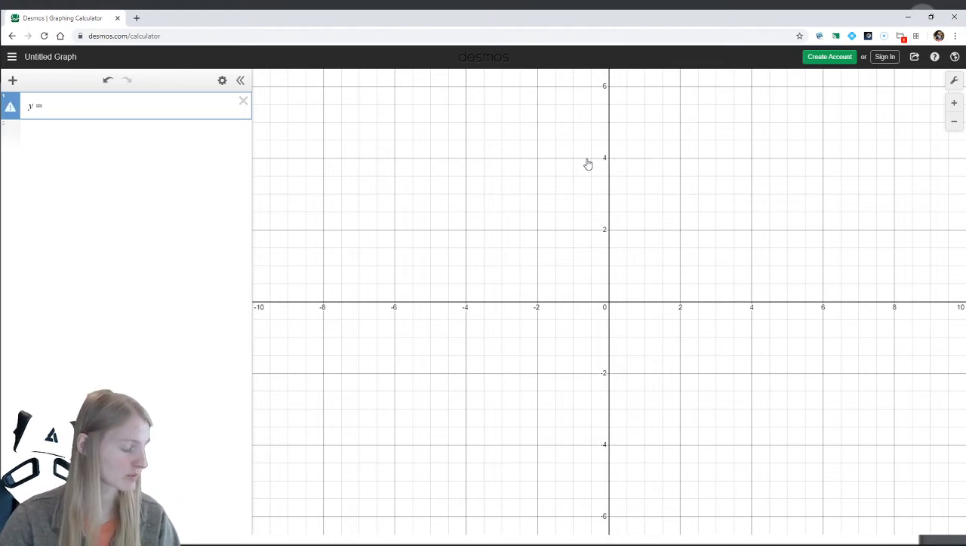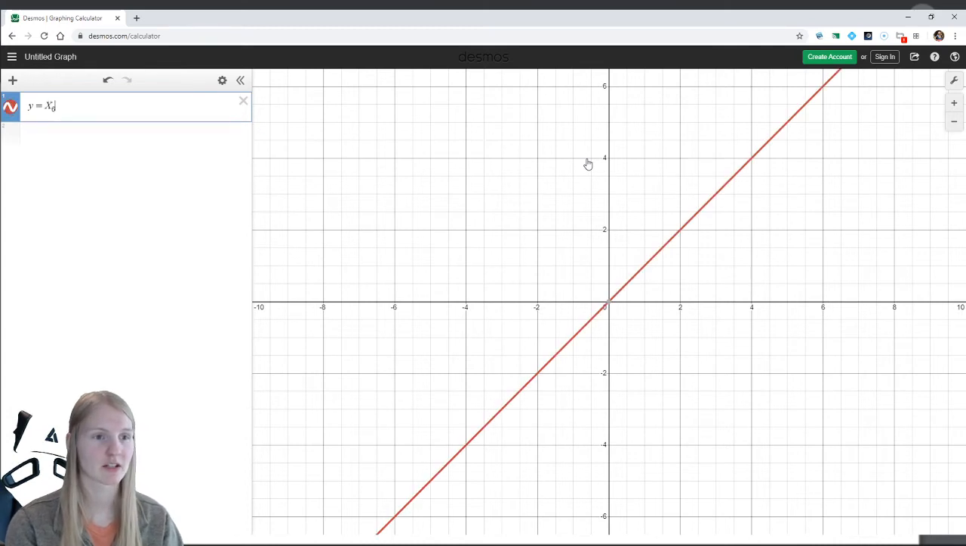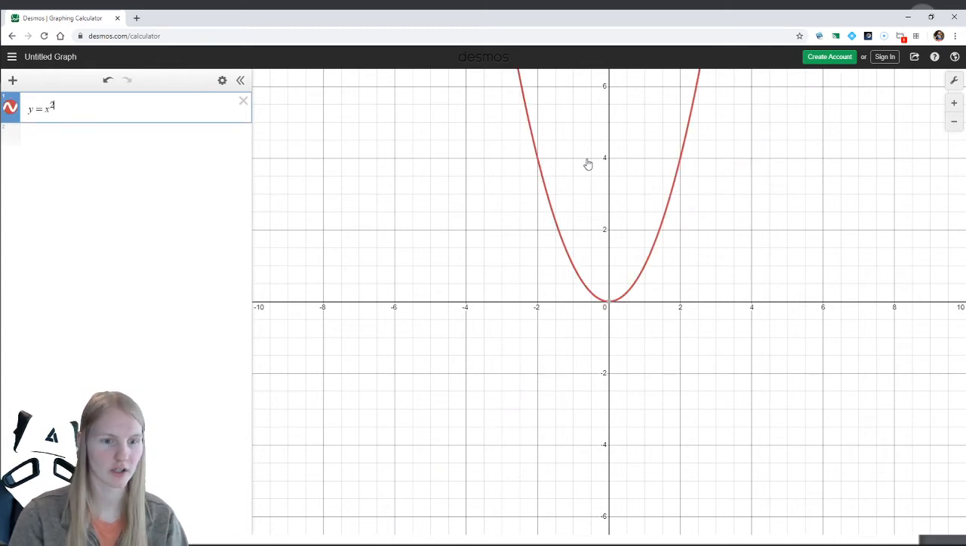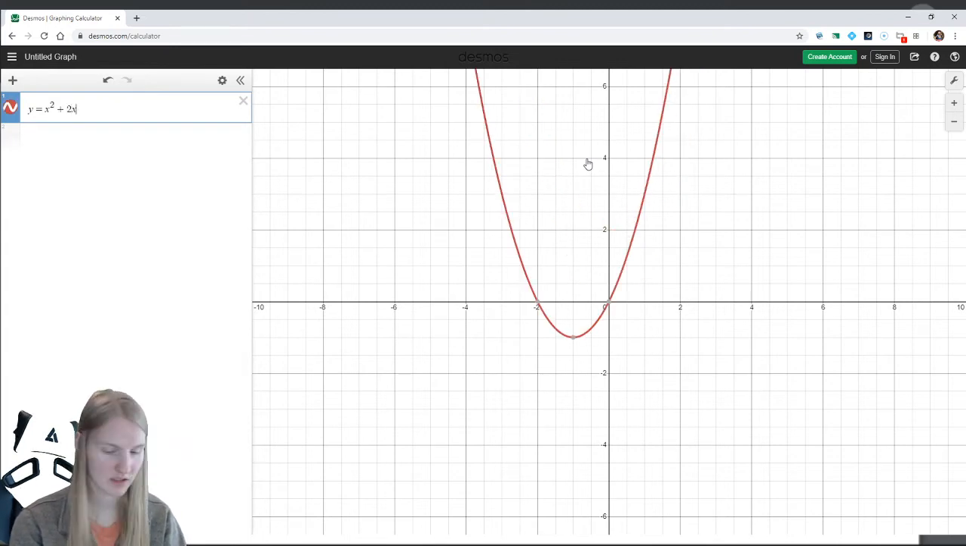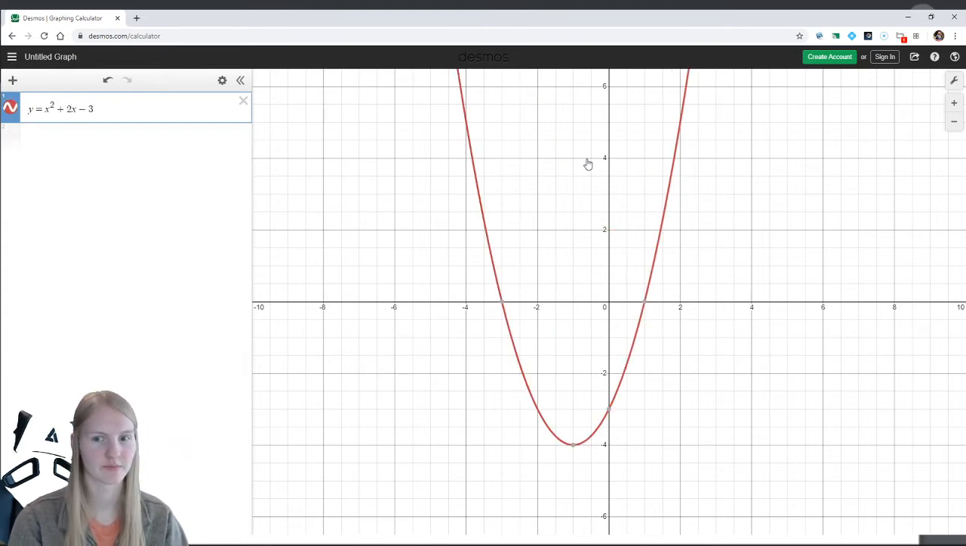So for the sake of simplicity, we're going to graph x squared. And to do that square, I just hit Shift 6 and do the little caret. x squared plus 2x minus 3. Ta-da! And now we have our graph. So we have graphed it. Awesome. What was step 3?